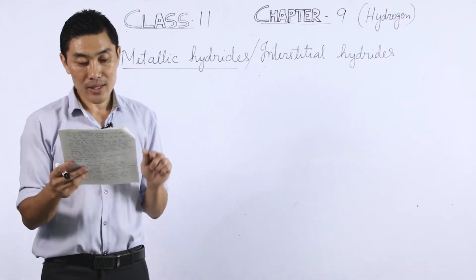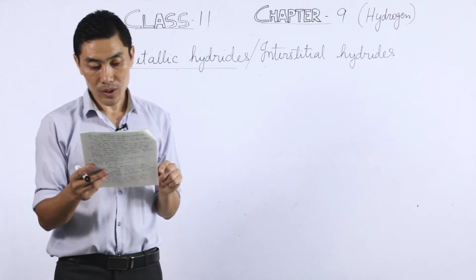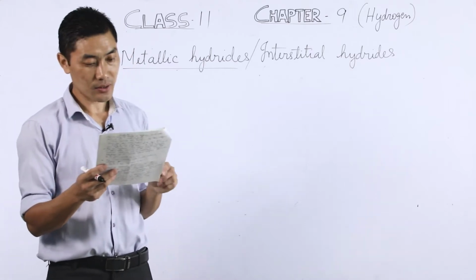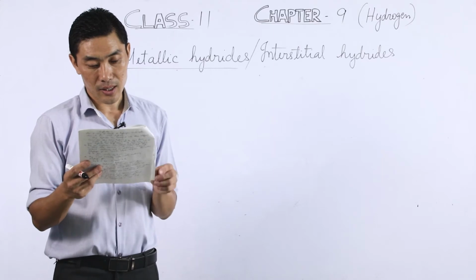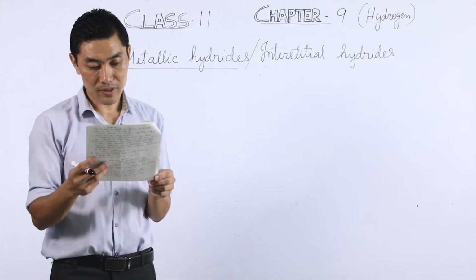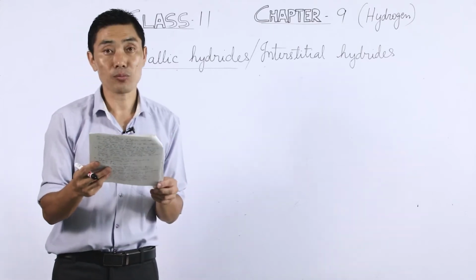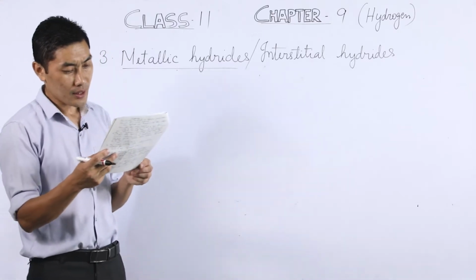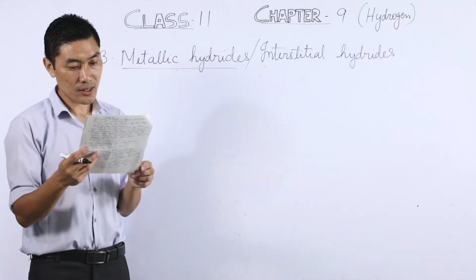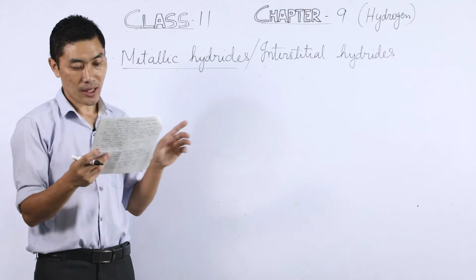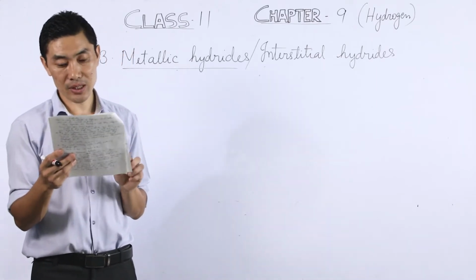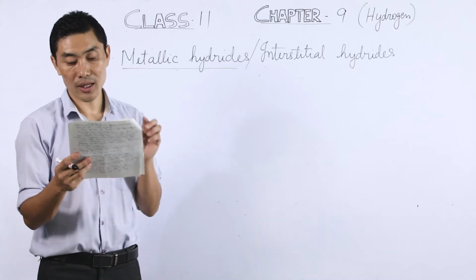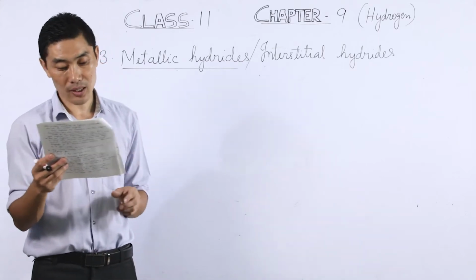Now, many of the d-block and f-block elements react with hydrogen to give metallic hydrides. However, metals from groups 7, 8, and 9 do not form hydrides. Unlike saline hydrides, these metallic hydrides are almost always non-stoichiometric, being deficient in hydrogen. So they are known as non-stoichiometric hydrides.